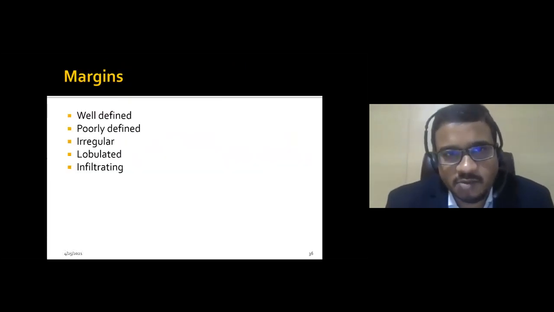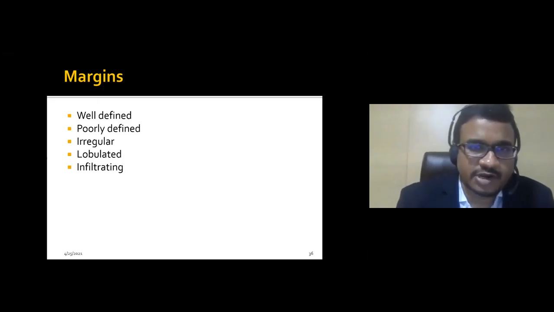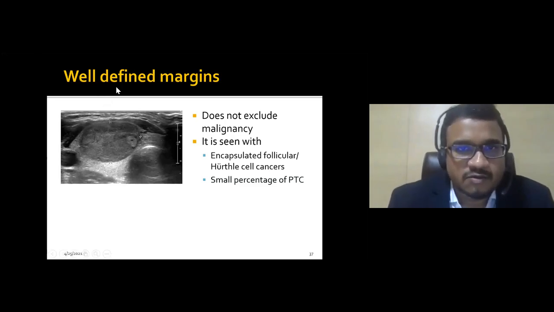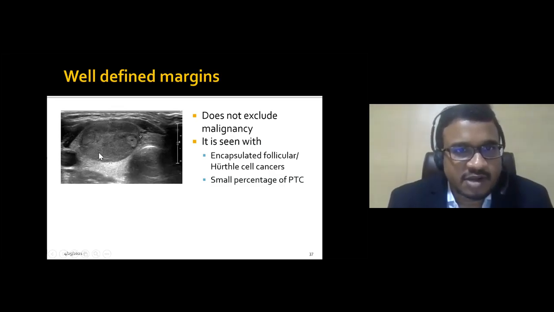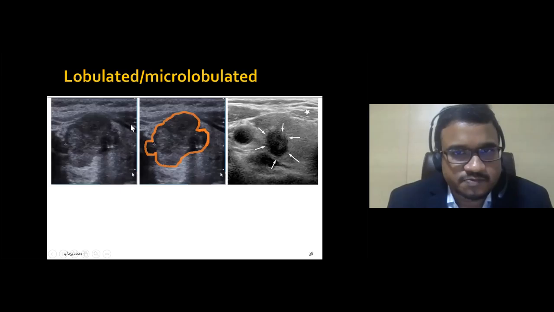Now we'll discuss the other important feature, the margins of the nodule. The margins of the nodule are divided into well-defined or poorly defined, irregular, lobulated, or infiltrating. So here, this is the thyroid gland, and then you have a nodule here. The margins are fairly well defined, but this does not exclude malignancy. Even well-defined margins can be seen in encapsulated follicular variants of papillary thyroid carcinomas, Hürthle cell cancers, and even in a small percentage of papillary thyroid cancers.